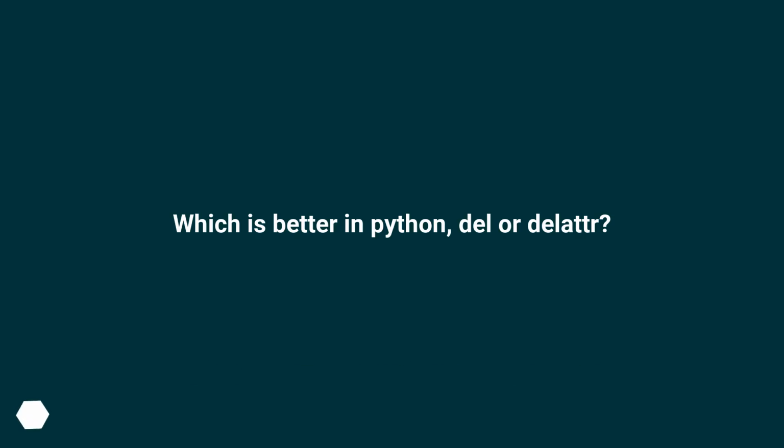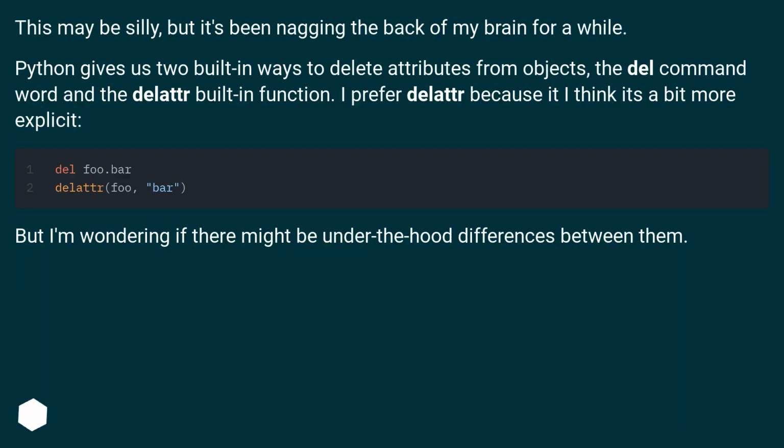Which is better in Python, del or delattr? This may be silly, but it's been nagging the back of my brain for a while. Python gives us two built-in ways to delete attributes from objects, the del command word and the delattr built-in function. I prefer delattr because I think it's a bit more explicit. But I'm wondering if there might be under the hood differences between them.